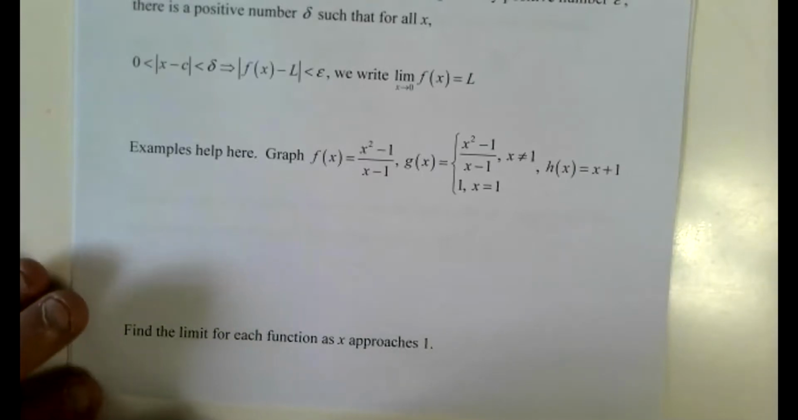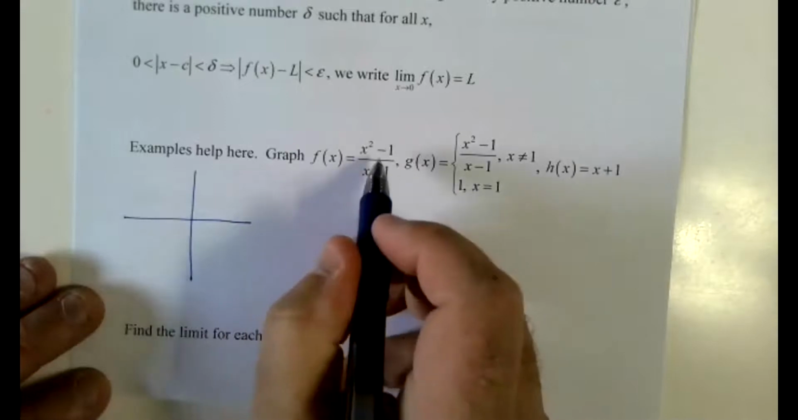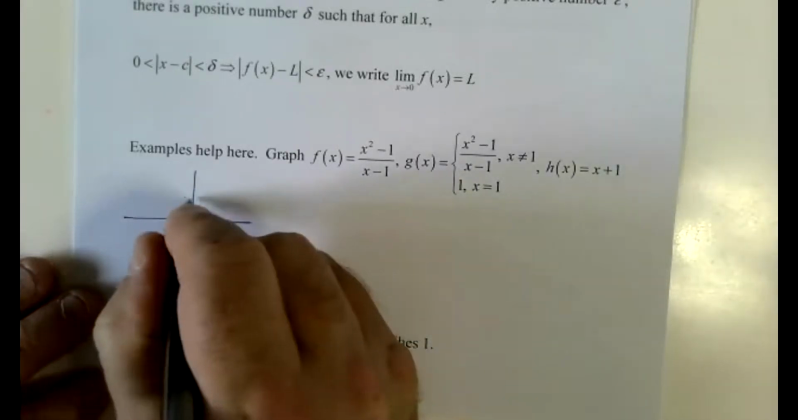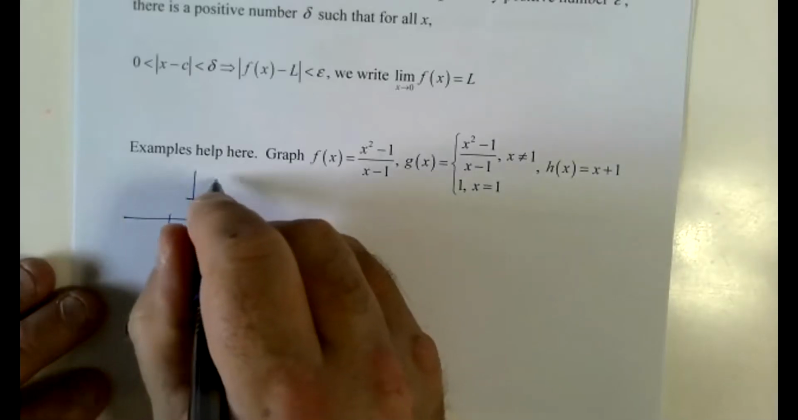Let's see what's going on. So, x squared minus 1 over x minus 1. I happen to know this little graph is x plus 1. Let's go up to 1 with a hole at x equals 1.